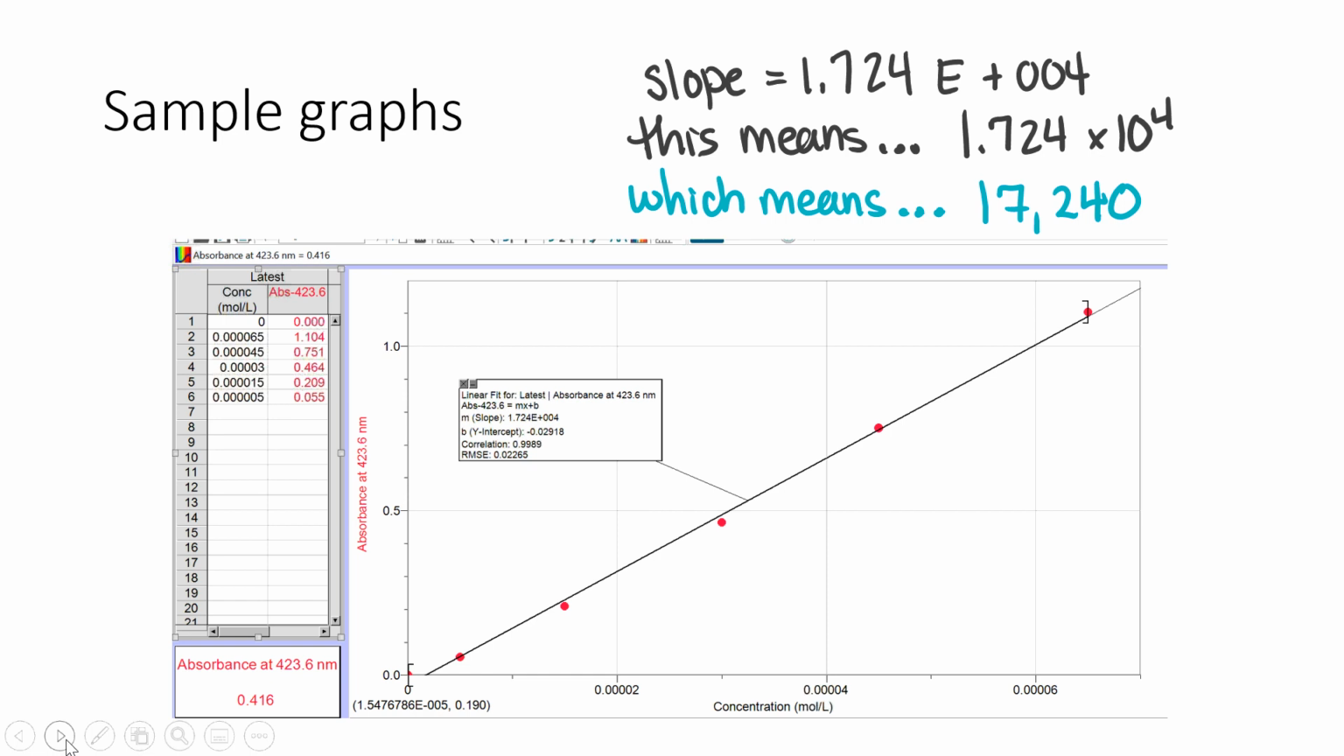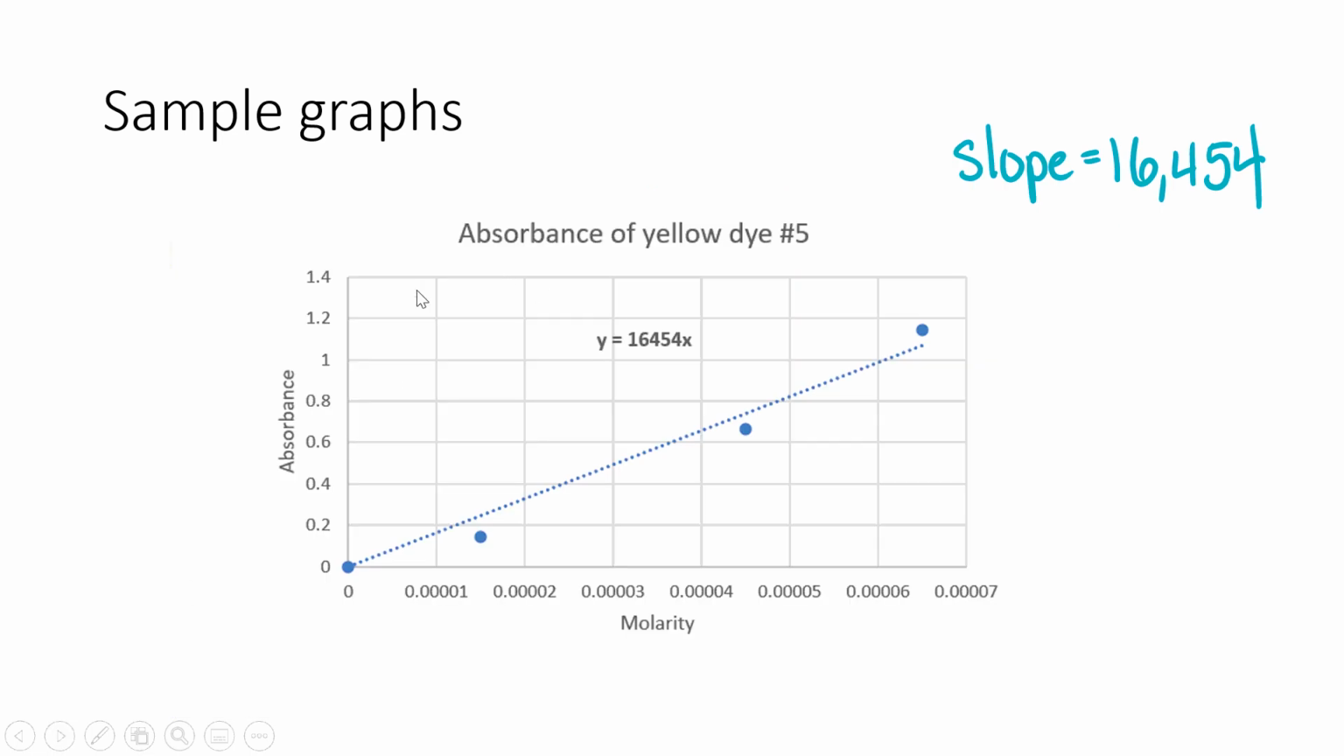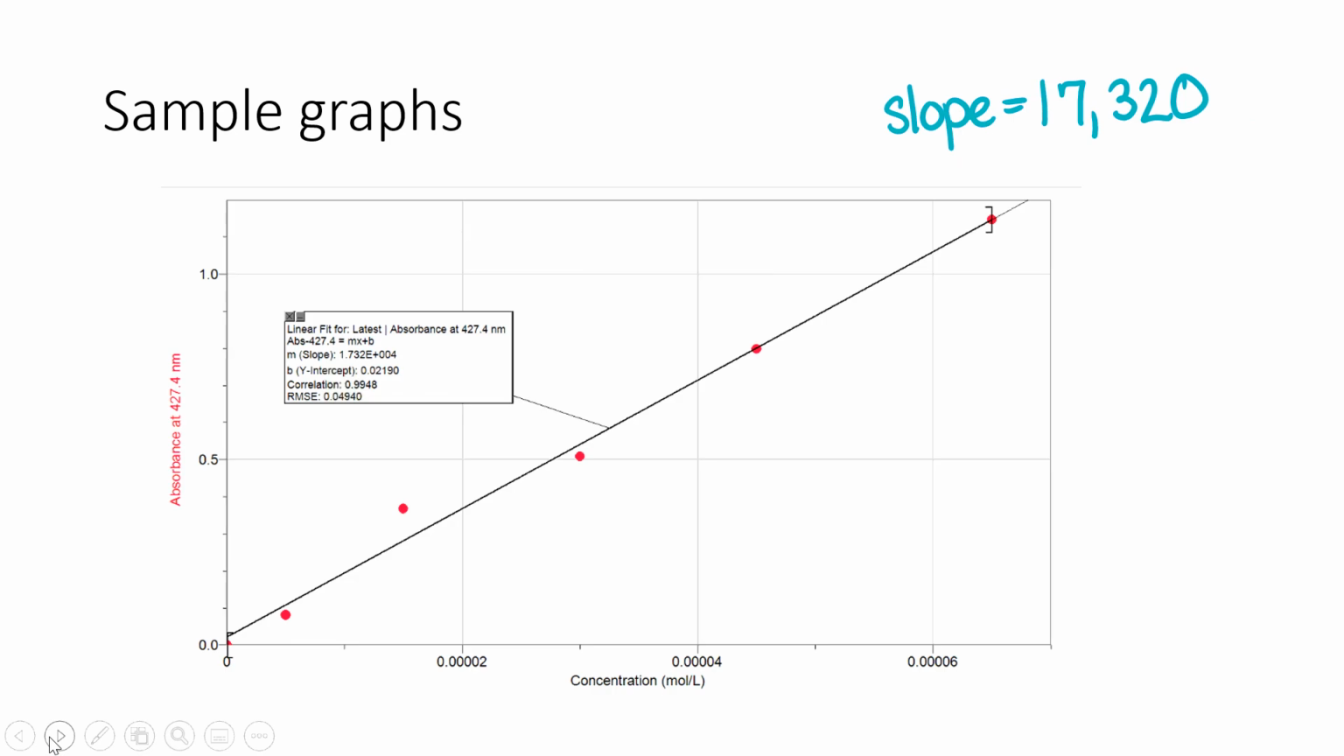So this is one sample data set. This is a sample data set from another group. This data set I took and I plugged it into Excel. Notice how the slope of this line is 16,454. And then here's one other group. Their slope was 17,320. So your slope should be somewhere between 16,000 to 18,000 roughly is the slope we should be getting.